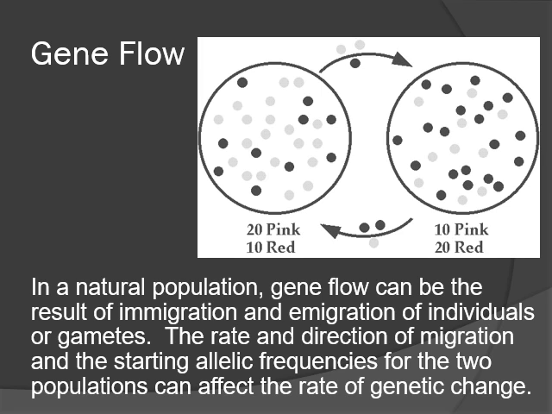So in a natural population, just out there in the world, this can be the result of either immigration, organisms coming into your population, or emigration, organisms leaving your population. So the rate and direction of the migration, as well as the starting allelic frequencies, can impact the genetic change. So what that means is, let's say you start off with half and half. You've got a population where 5 out of 10 are brown, and 5 out of 10 are green.